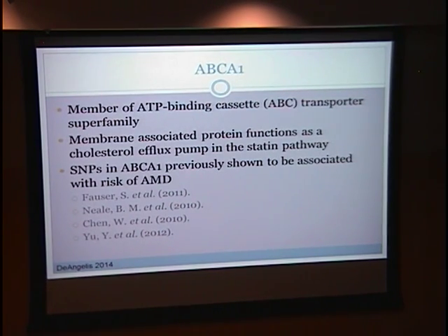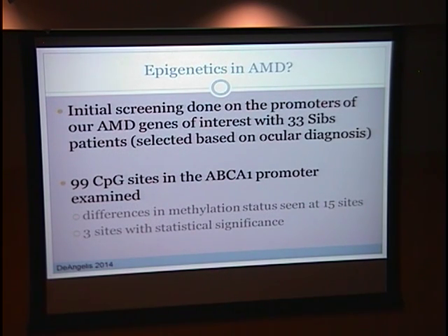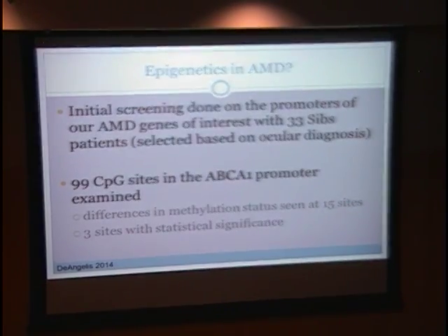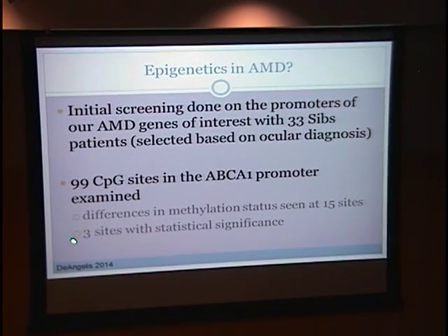ABCA1 is not novel to age-related macular degeneration risk. It has been found by these groups here to be associated with age-related macular degeneration. It's also involved in cardiovascular disease and lipid transport, as shown here. What we found interesting is that we actually found it in one of our significant single nucleotide polymorphisms associated with disease. We looked at 99 different sites. We found differences in 15 different sites between those with disease and those without disease. Out of those 15 sites, we found 3 sites with statistical significance, and one of those sites actually contained a single nucleotide polymorphism.